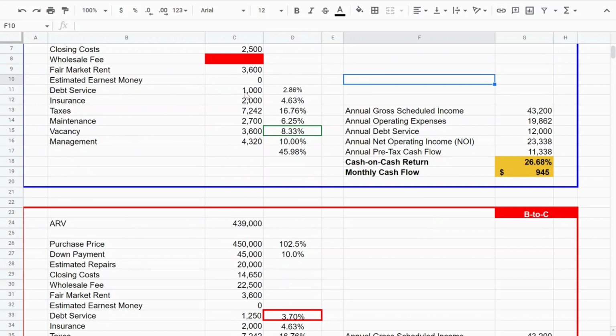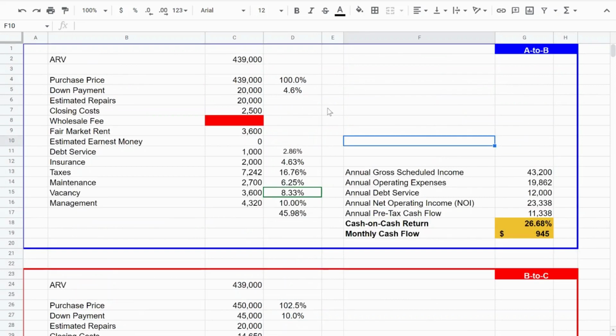Okay. So at $1,000, if we kept this deal ourselves, paid $20,000 down, $20,000 in repairs, $2,500 to close it, and I paid them $1,000 in monthly payments, our cash on cash return would be an eye-popping 26.68%. And we'd have a $945 a month cash flow, which is pretty darn good.